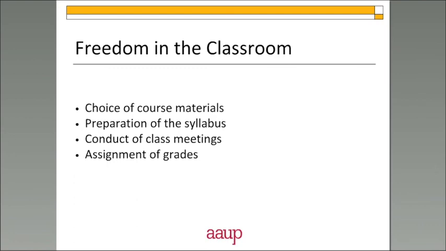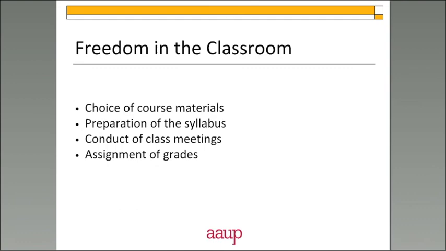So the freedom in the classroom generally is considered to consist of choice of course materials, the preparation of the syllabus, the conduct of class meetings, assignment of grades. All of those are seen as important elements of freedom in the classroom. Again, just like all parts of academic freedom, it's not an unlimited freedom to do just anything. Both institutional course descriptions and disciplinary norms limit this freedom in a variety of ways.